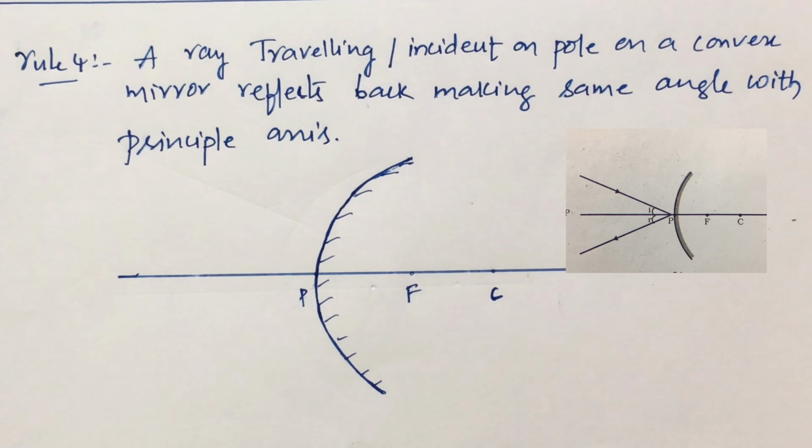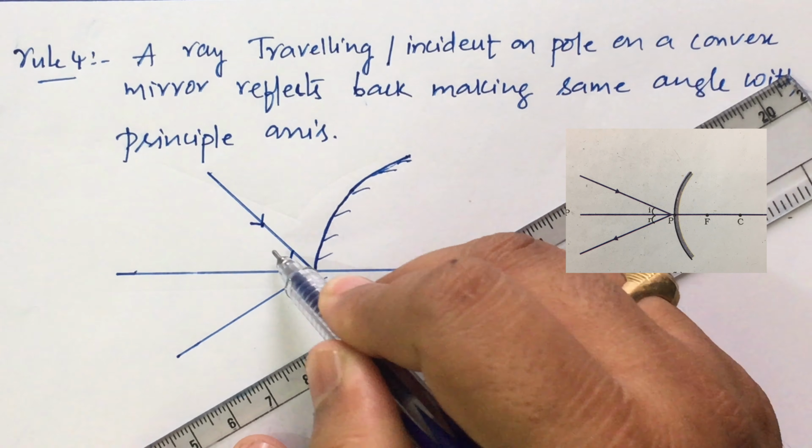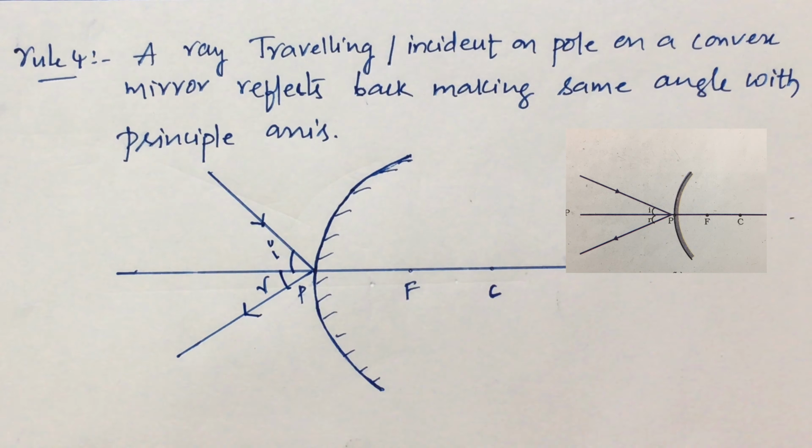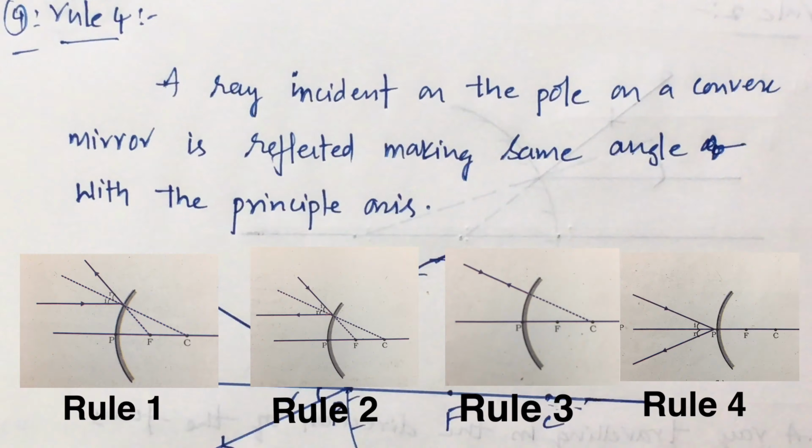Now rule number 4. A ray incident on the pole of a convex mirror reflects back making the same angle with the principal axis. The ray which is incident on the pole reflects back by making the same angle of reflection. So whatever angle is made by the incident ray, with the same angle it reflects back. So these are the rules for convex mirror. Children, these are the rules for drawing ray diagrams for convex mirror.